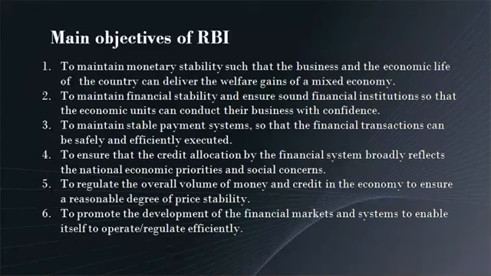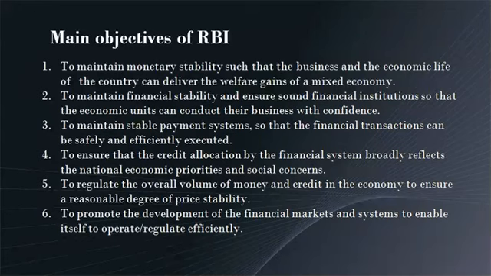Then fourth is to ensure that the credit allocation by the financial system broadly reflects the national economic priorities and social concerns. Credit should be properly allocated in the financial system. Banks should give credit to all the sectors, not only one kind of sector. For example, they should not give only home loans or car loans and avoid agricultural loans. Nothing like that should be done. A proper allocation of credit should be done.